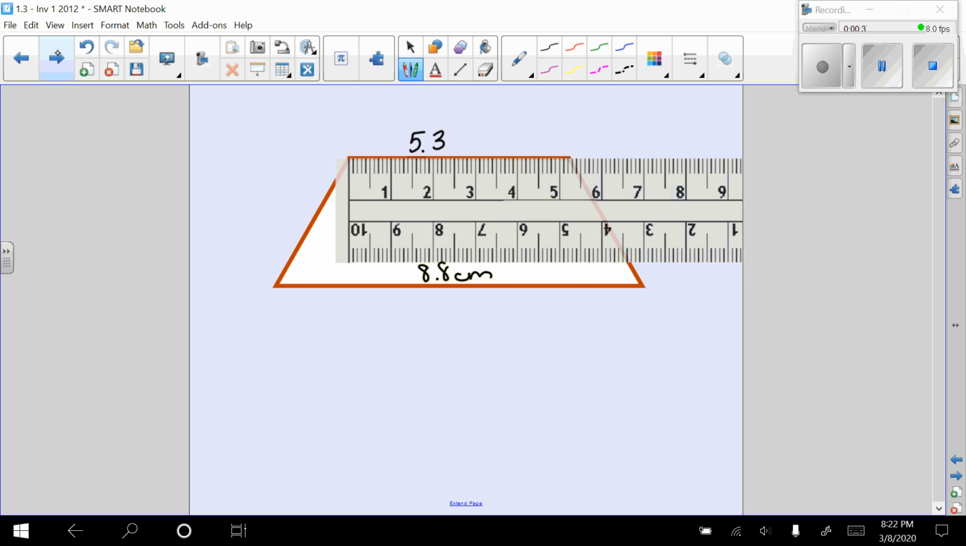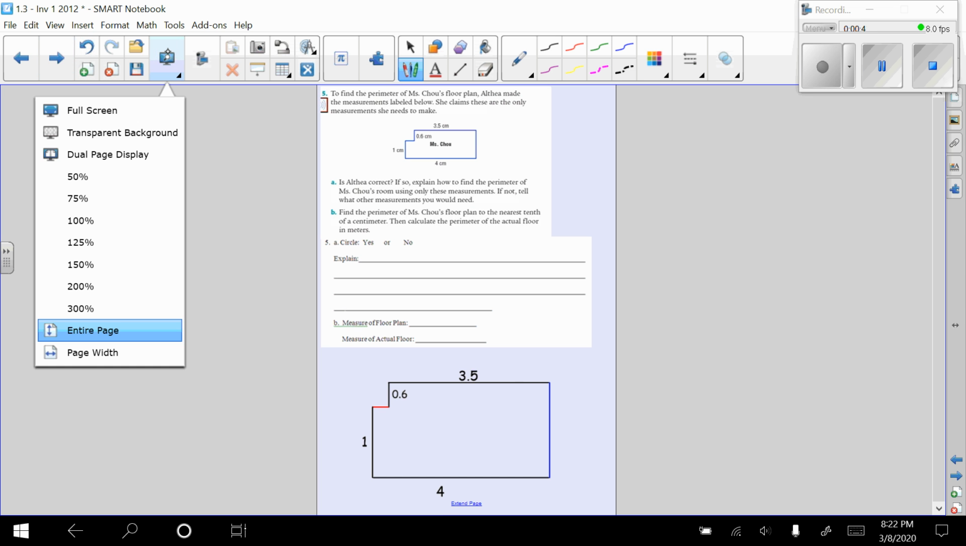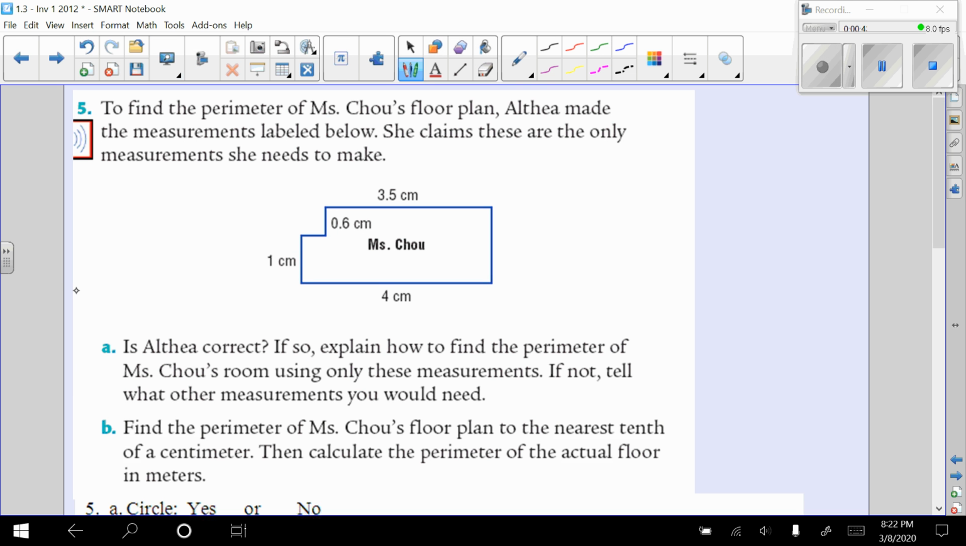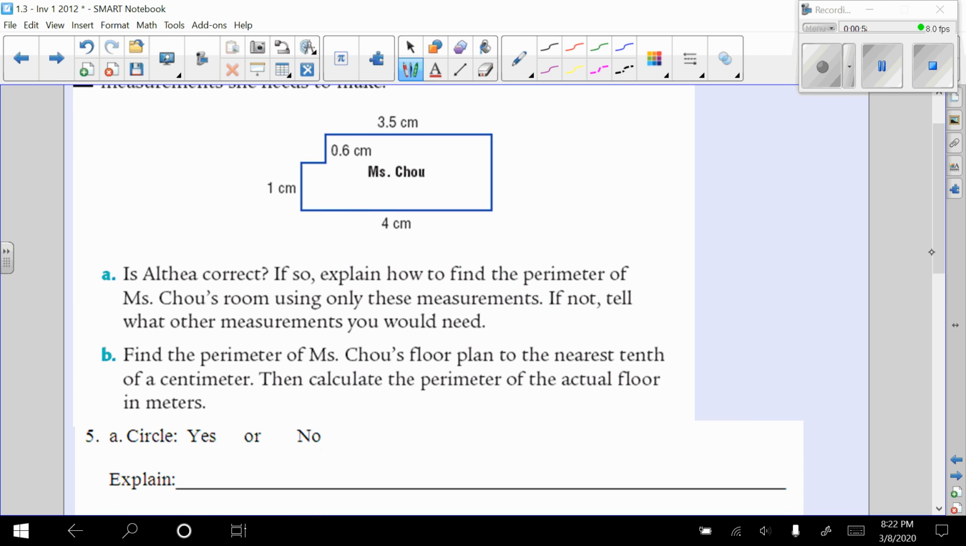Now skip on over to page 9, because that's where we're going to go next. All right, if we get to page 9 here, let me blow this up a little bit for you. You're going to see Ms. Child's floor plan. Athena made the measurements labeled below. She claims these are the only measurements she needs to make. Is she correct? Are these the only measurements I need to make to find perimeter?